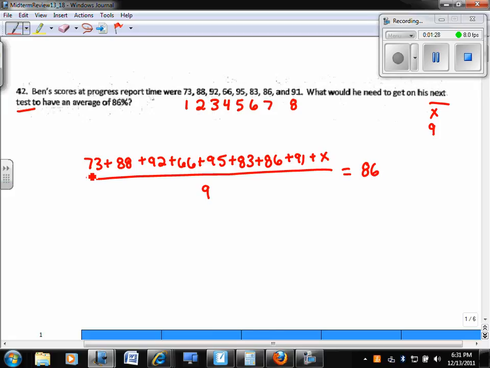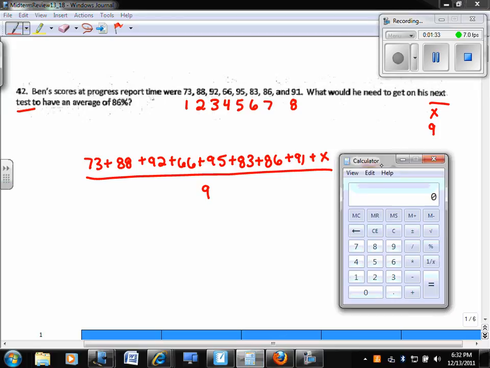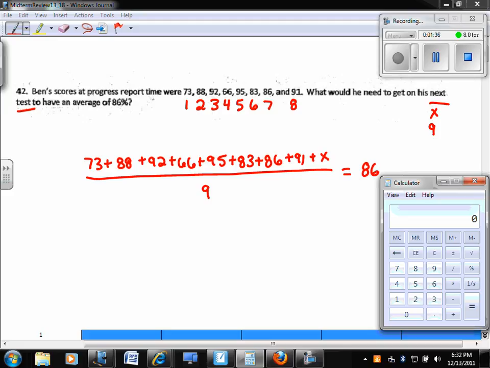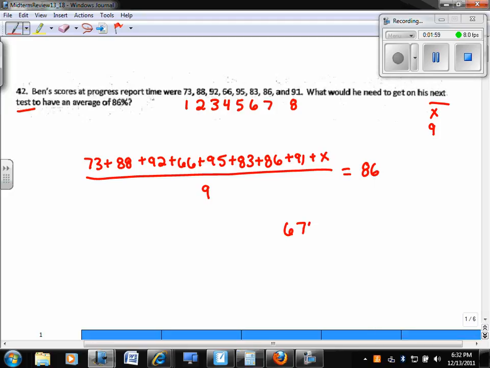Okay, in order to do that, we need to sum all of these that we've added together. This is one instance in which a calculator would allow us to do this in a much more efficient manner. So let's see, 73 plus 88 plus 92 plus 66 plus 95 plus 83 plus 86 plus 91 is equal to 674. We have plus X, that's all over 9, and that equals 86. So we want to solve for X.